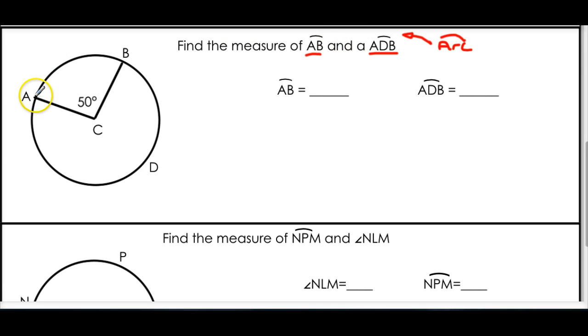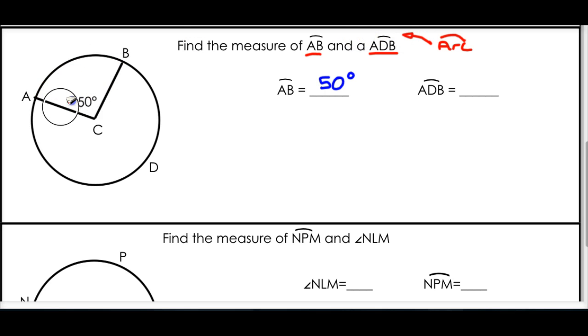So arc AB, all right, is right here. Well, the central angle is 50 degrees. So we know arc AB is also going to be 50 degrees. Pretty straightforward.